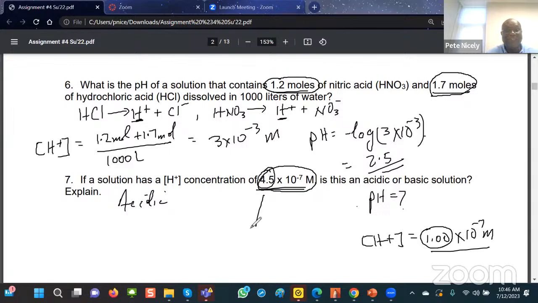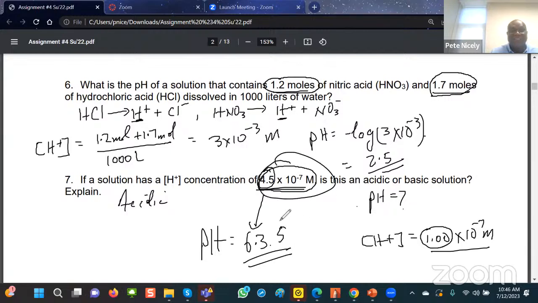So based on this, the pH would be equal to the minus log of 4.5 times 10 to the minus 7. So I got 6.3 here, right? In fact, to be more precise, 6.35. That would be the pH. If you do the minus log of this, this is what you're going to get.